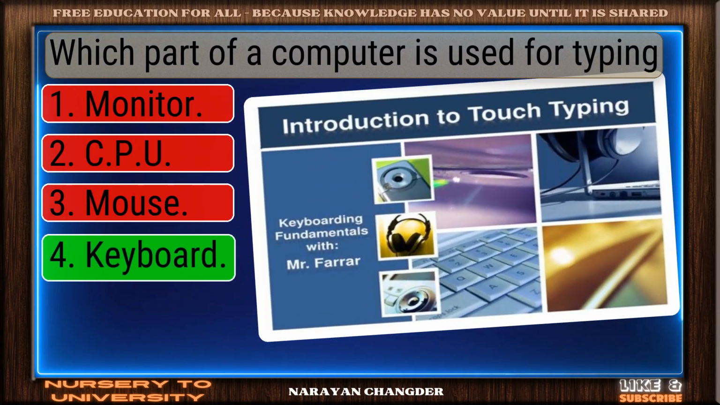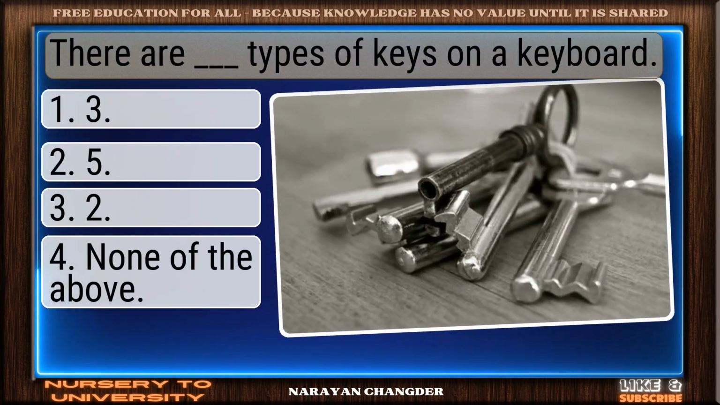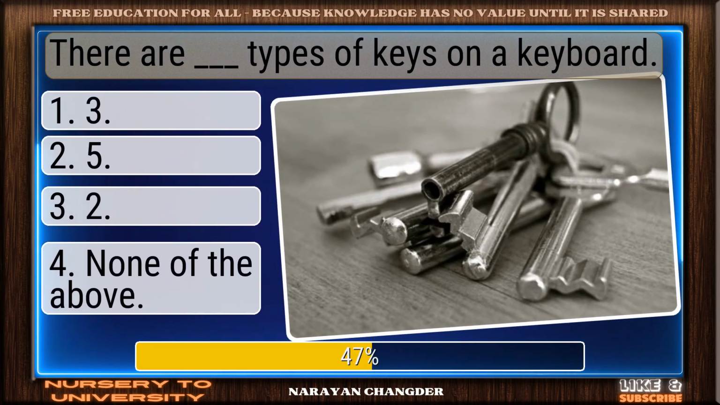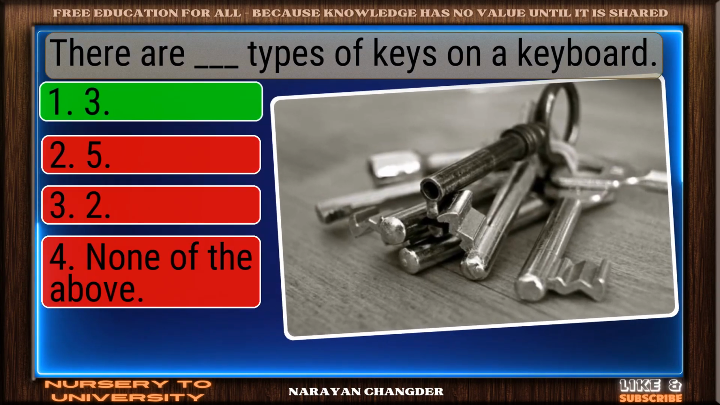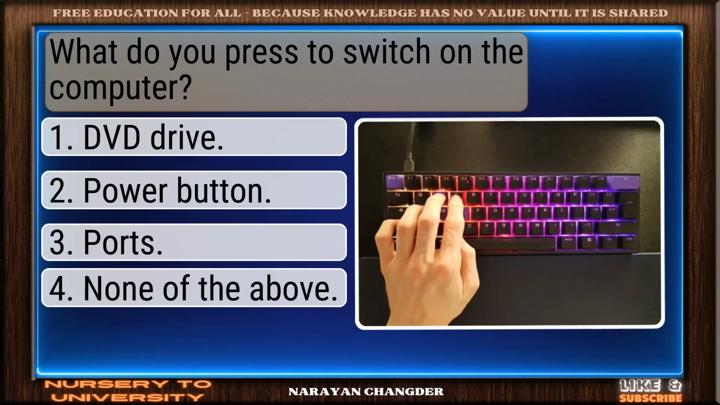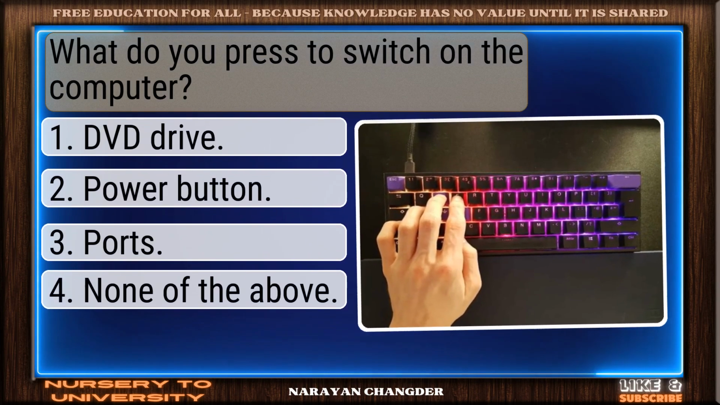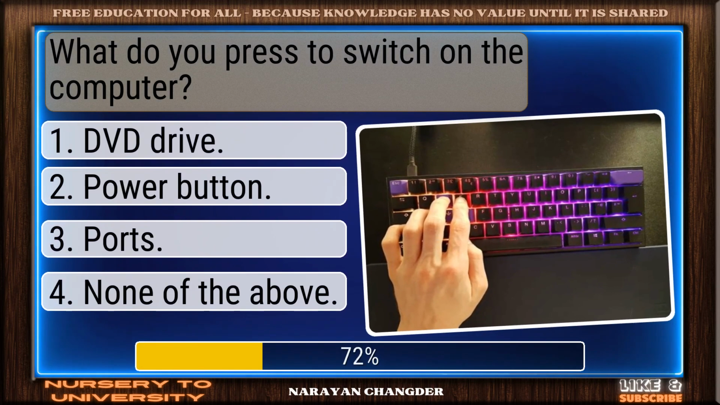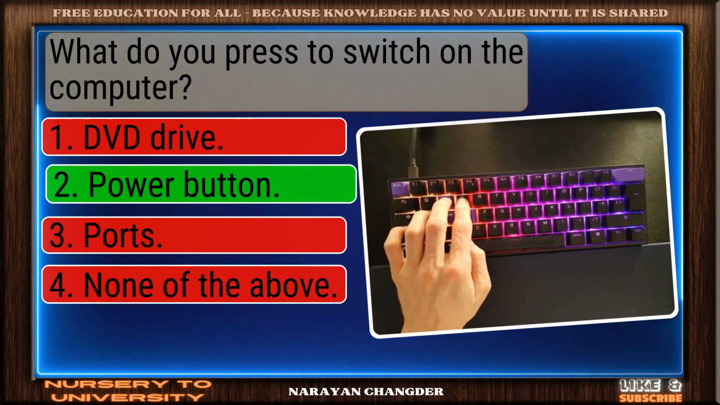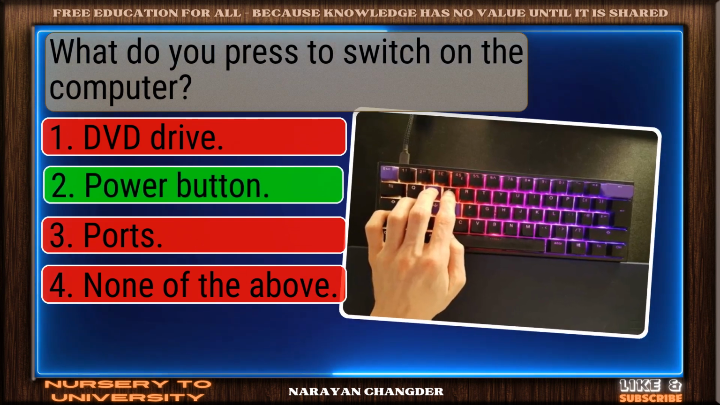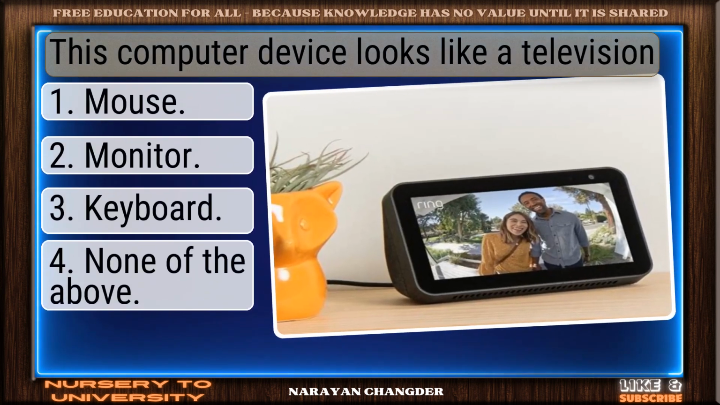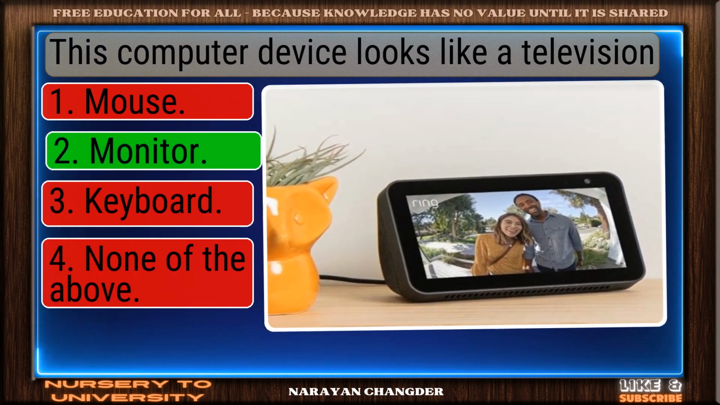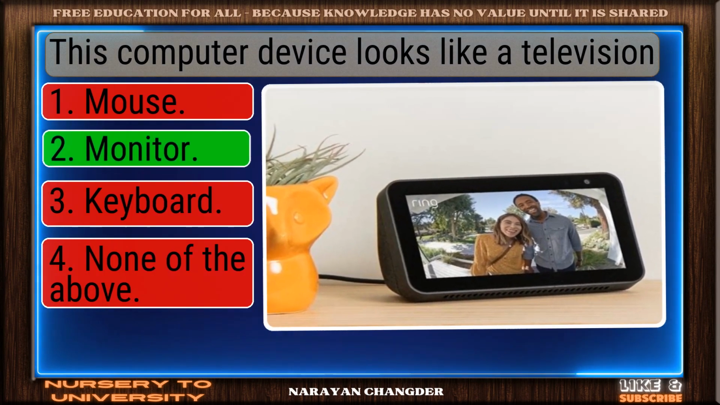Right choice. Keyboard is best. There are dash types of keys on a keyboard. Smart move. 3 is accurate answer. What do you press to switch on the computer? Nice selection. Power button is correct. This computer device looks like a television. Nicely done. Monitor is solid.